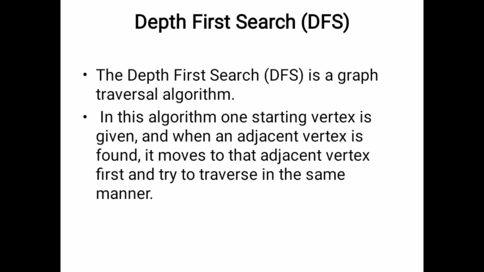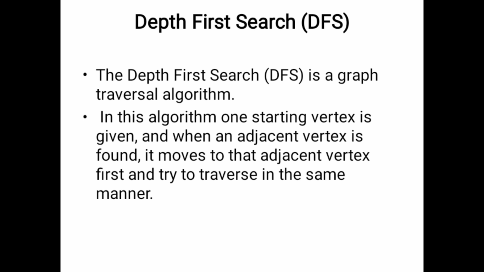In this algorithm, one starting vertex is given, and when an adjacent vertex is found, it moves to that adjacent vertex first and tries to traverse in the same manner. That is, a depth first search means to search deeper in the graph. In depth first search, each new node that is encountered is marked to show that the vertex has been visited.